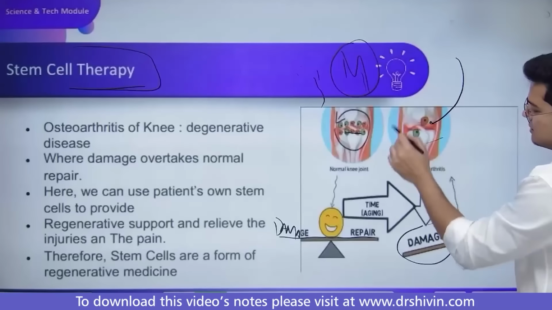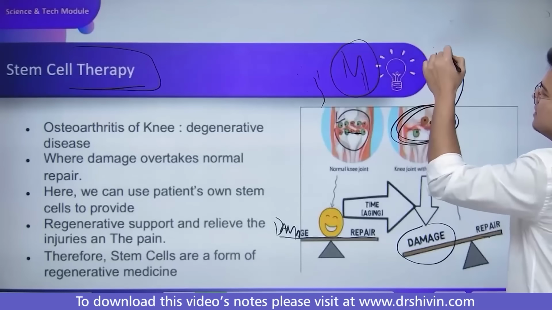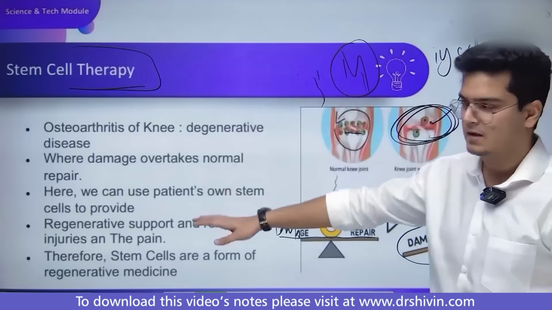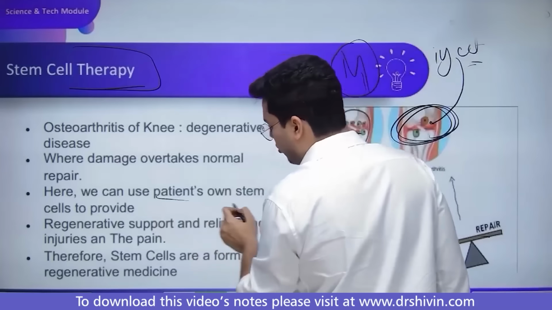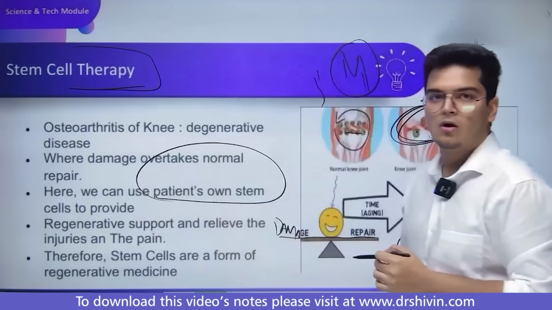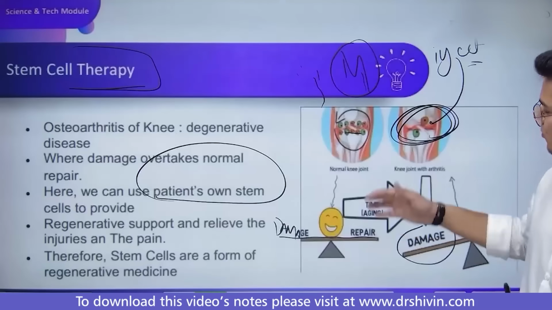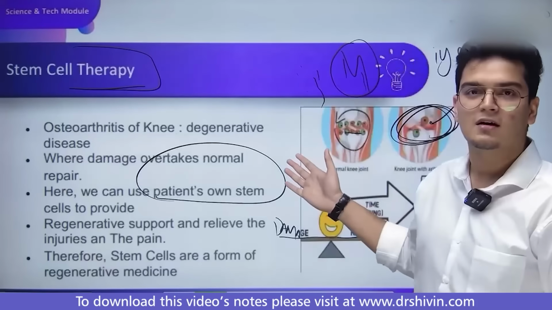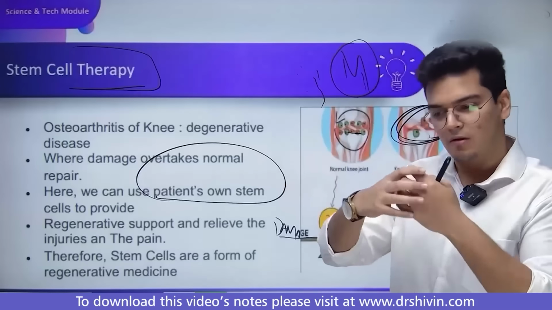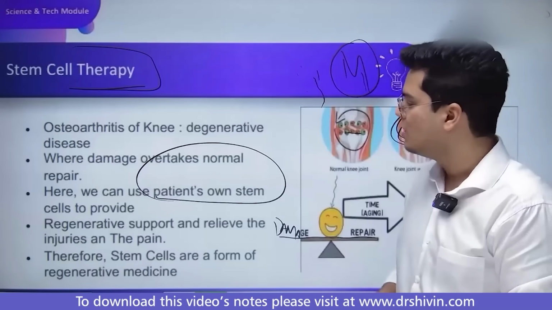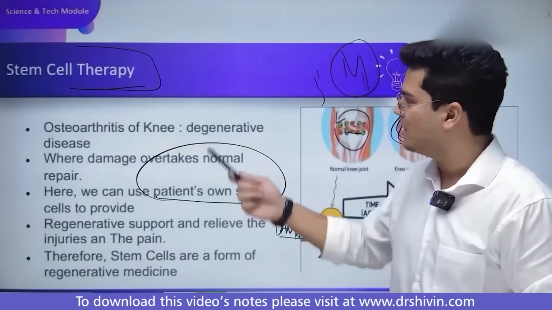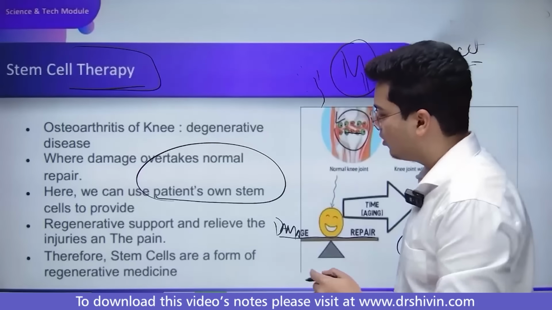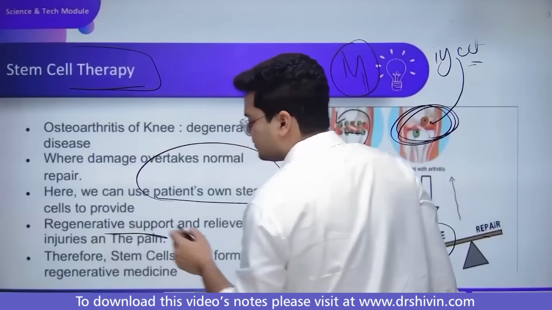I can inject the stem cells here and solve this problem. This is stem cell therapy. We are using the patient's own stem cells to provide regenerative therapy. जो डिजेनरेट हो गया था, जो स्टेम सेल्स खत्म हो गए थे, जो रिपेयर नहीं हो रहा था, जो ग्रोथ नहीं हो रही थी, उसको रीजनरेट करने के लिए मैंने पेशेंट के खुद के स्टेम सेल्स निकाले और यहां डाल दिए. तो दिस इज कॉल्ड रीजनरेटिव थेरेपी.